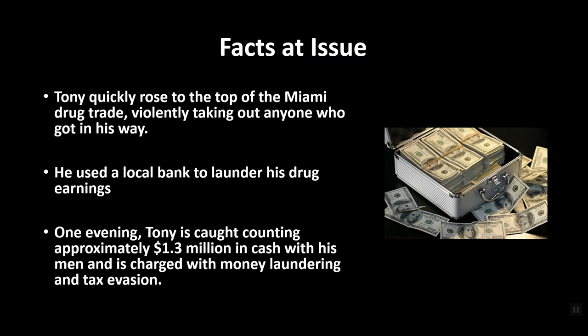Tony Montana came to Miami and quickly claimed stake in the drug trade there. In a short amount of time, he climbed his way to the top by murdering anyone who tried to get in his way. He used a local bank to launder his drug earnings and was eventually caught by federal agents while counting approximately $1.3 million in cash. Tony was charged with money laundering and tax evasion.